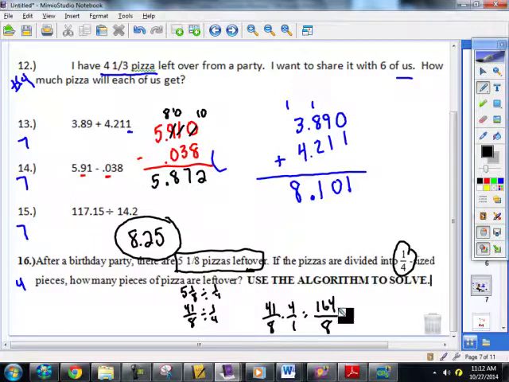I know that a common factor that these share is 4. And I know that because I multiplied 41 times 4. And I know that 4 is a factor of 8, so that's going to be 41 over 2, which becomes 20 and 1/2. Okay? I hope that helped.